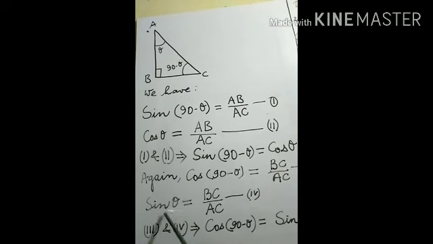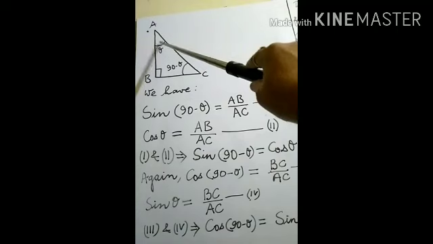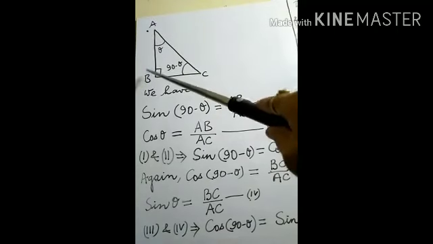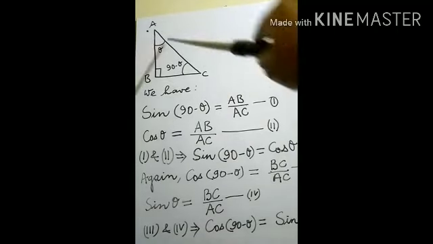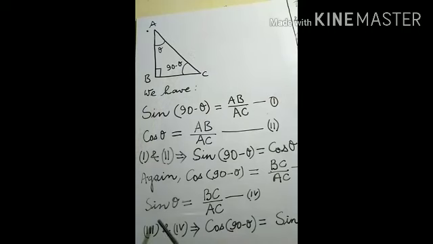Similarly, we have to find out sine of theta. For this theta, this one is base and this one is perpendicular and this one is hypo. So sine theta is also equal to, sine theta means perpendicular upon hypo.